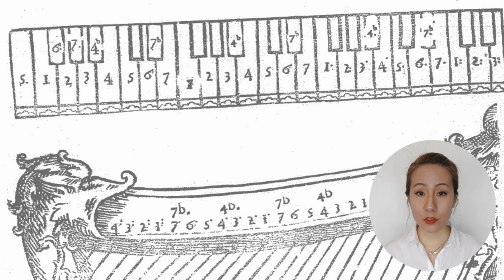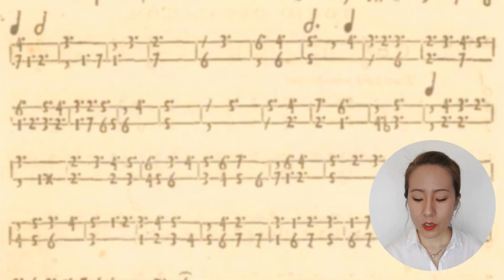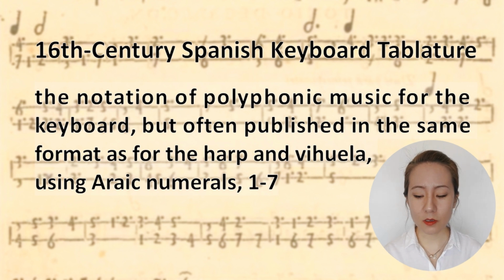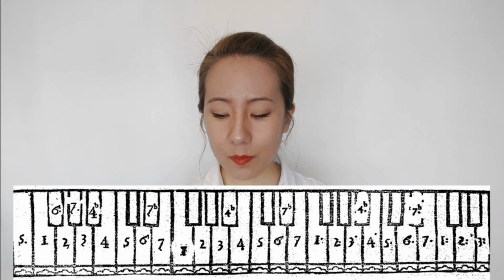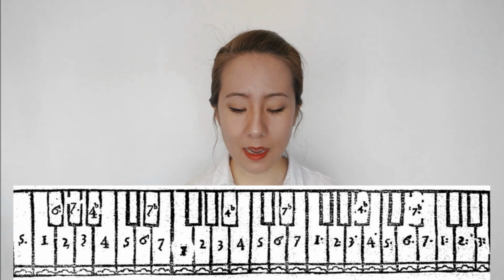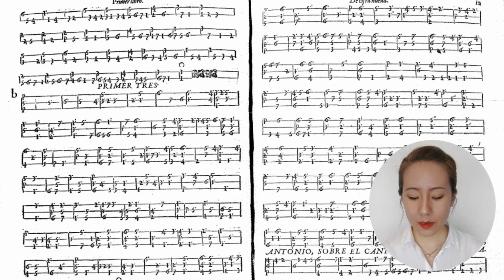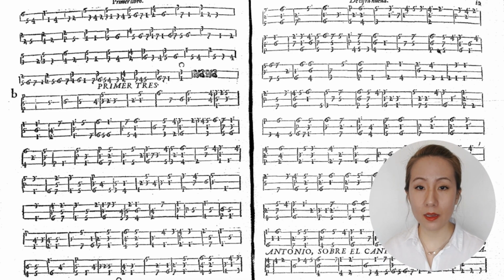Well, we can take a moment now to define Spanish tablature. So 16th century Spanish keyboard tablature is a notation of polyphonic music for the keyboard, but often published in the same format for the harp and vihuela using Arabic numerals 1 through 7. Now, if we go back to the previous illustration, you can see number 1 starts on F, and B flat or B is indicated by a bemol or a flat in the tablature. Other upper keys are indicated accordingly with sharps or flats. You can see some short pieces from Libro de Cifra Nueva that are in 2 or 3 voices.